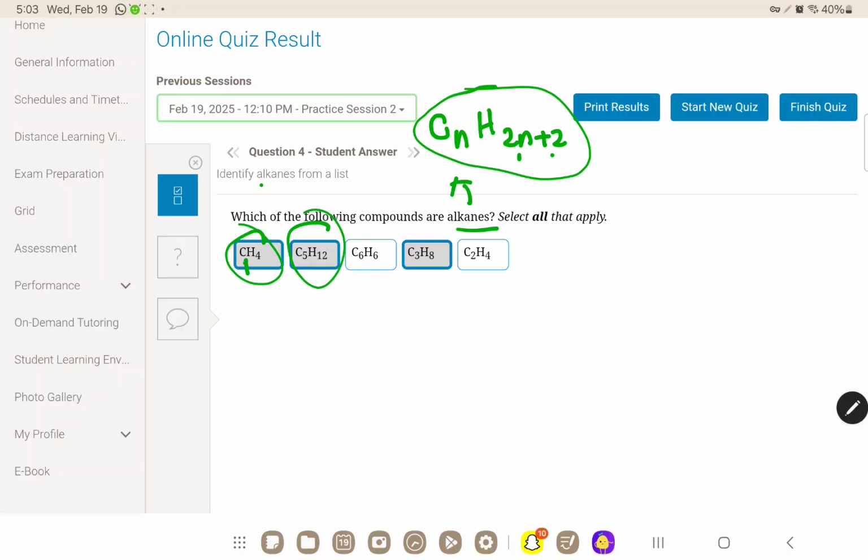C6H6 isn't an alkane because you have the same number of carbons as hydrogens. So this is not correct. Now C3H8: 3 times 2 is 6, 6 plus 2 is 8. So this is also an alkane. C2H4 is a different thing. C2H4 is an alkene. Alkenes have a different formula of CnH2n. This is an alkene. We're going to use it for other questions, but so far, this is for alkanes only.